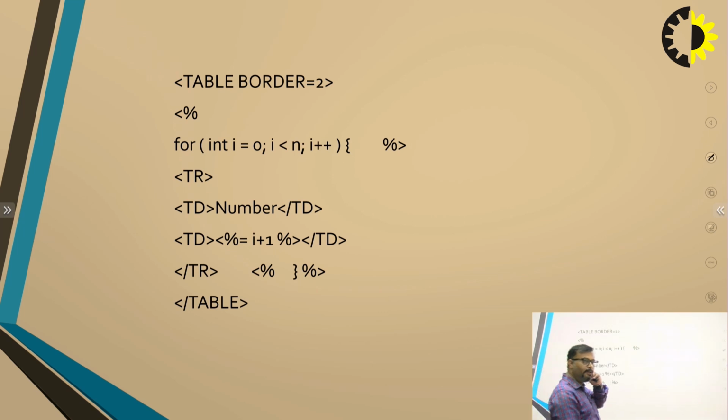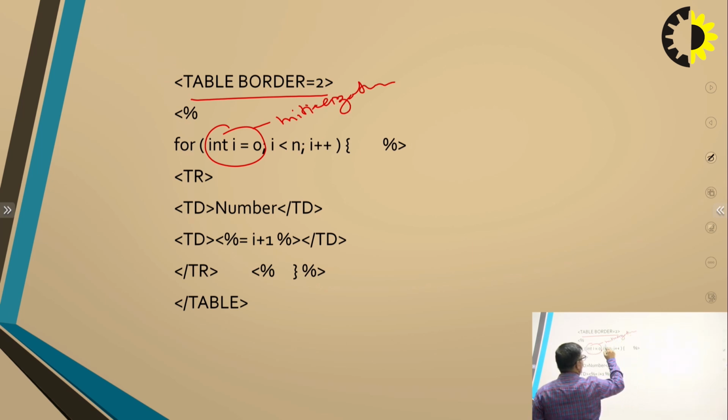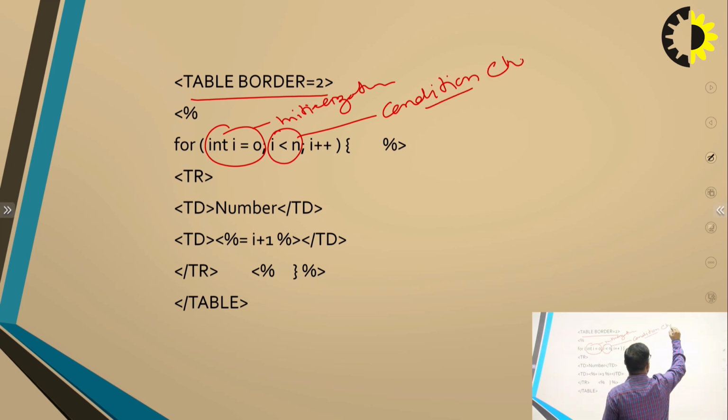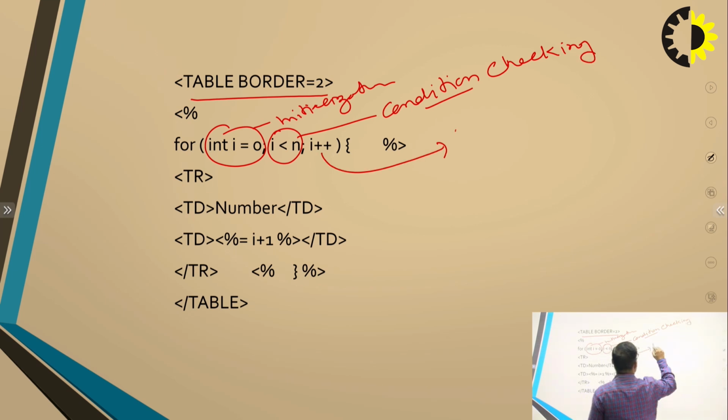Suppose we want to use the table border. Next program we will use the table border. Which way will we use the table border? Here table border is equal to 2, it's a size. Percentile int i is the initialization, it's a condition, and it's an increment or a decrement.